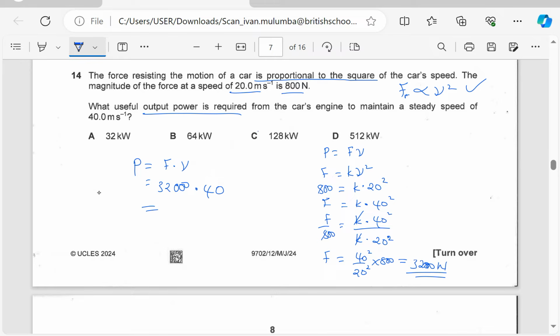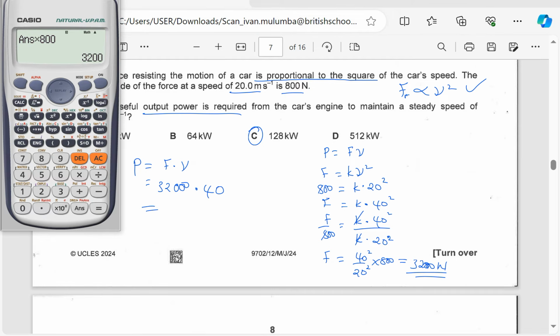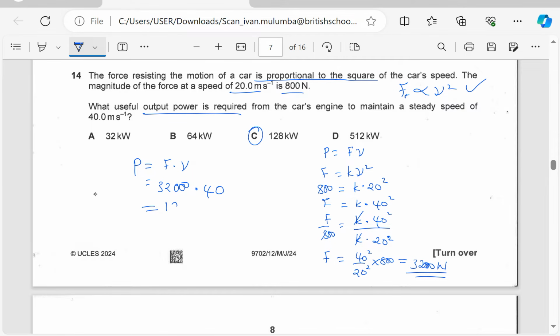I think the answer would be C. Let me press and see. 3200 times 40 is 128000 watts, which is the same as 128 kilowatts. So the answer is going to be C.